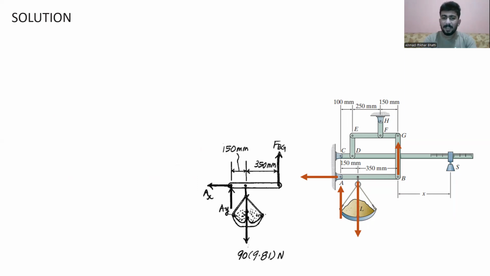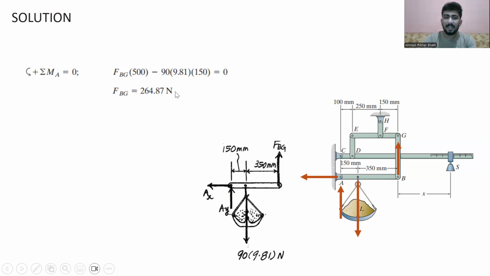And if we take a look at the free body diagram, we have force in member PG, and we have a horizontal perpendicular distance of 500 millimeters. And you see that the force is moving in the anti-clockwise direction, so it is positive. While the load that is acting at the point, we have the weight, and we have a perpendicular distance of 150 millimeters. And you see, this load is acting in the clockwise direction, so it is negative. So we get the force in member PG, which is 264.87 newtons.